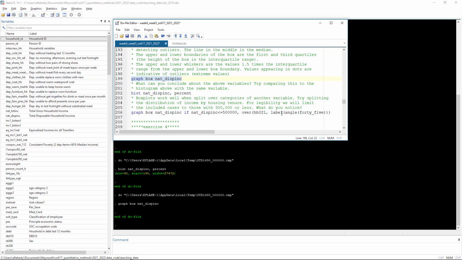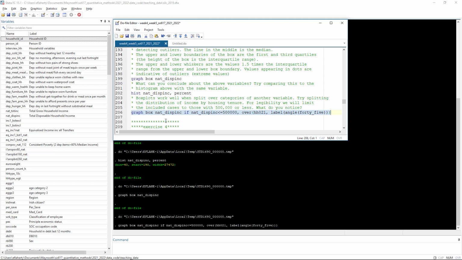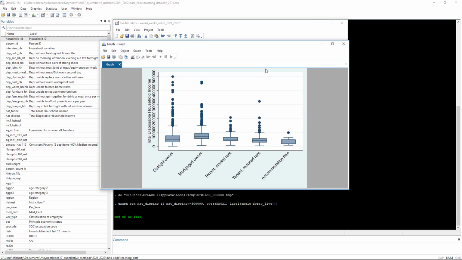And then we've got a little bit of code here just to apply labels and to angle those labels at 45 degrees. It's because we want to know what each of the categories is. When we run that, we get something that looks similar to the previous. Again, we could rotate this if we wanted. But we see here we've got an indication of where the median incomes fall and how they vary.